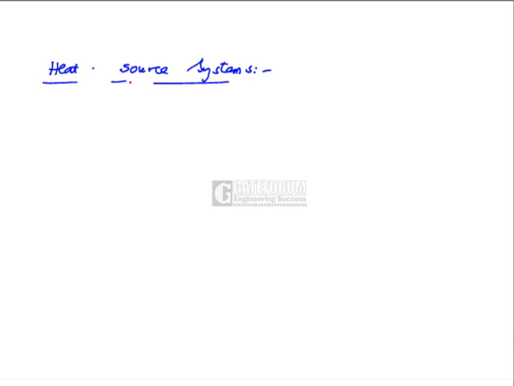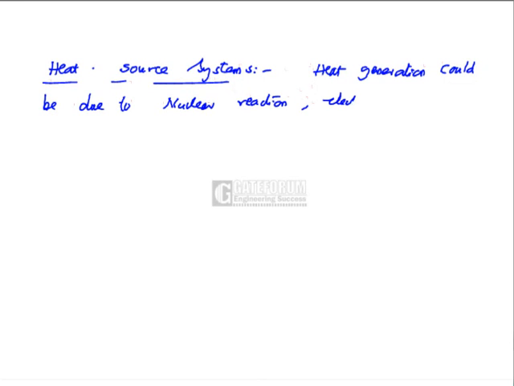How can there be a heat source or heat generation? Heat generation or heat source systems could be due to nuclear reaction, or electrical current passage, or exothermic chemical reaction.